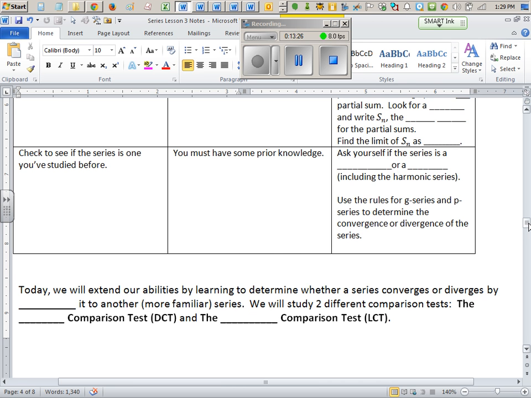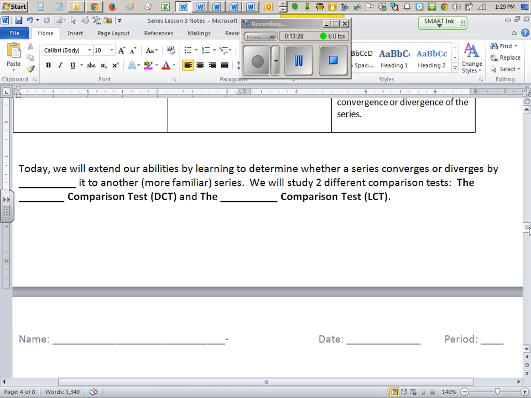Let's go down to here. Today we're going to extend our abilities by learning to determine whether a series converges or diverges by comparing it to another more familiar and simpler series. So for that reason, we call these comparison tests, and there are 2 of them. There's the direct comparison test, which I'll call the DCT, and the limit comparison test, which is called the LCT. And today, all I hope to do is to get to the direct comparison test, maybe do 4 or 5 examples for you, and show you how to write your answers concisely. Okay?